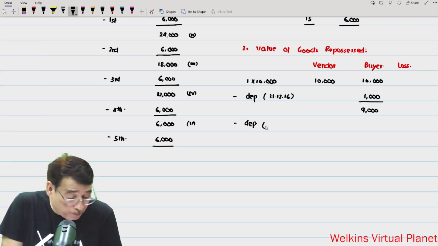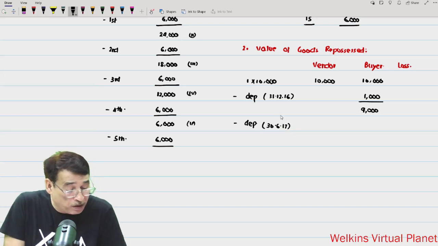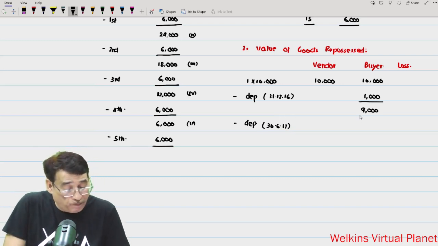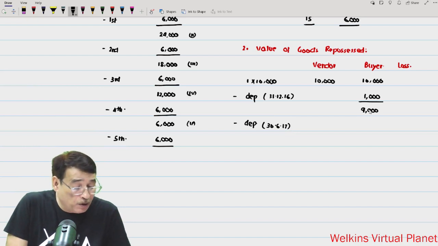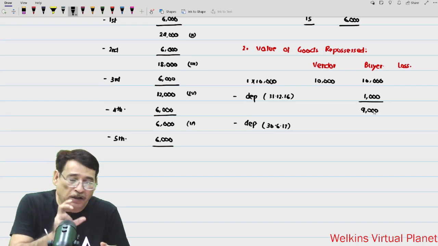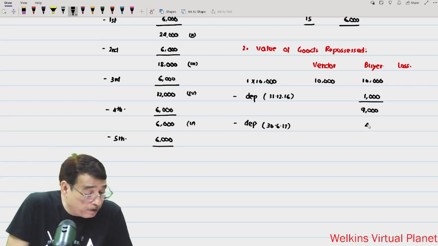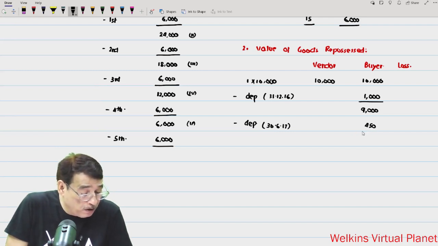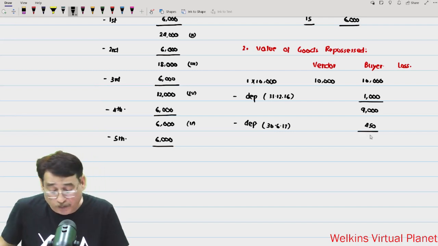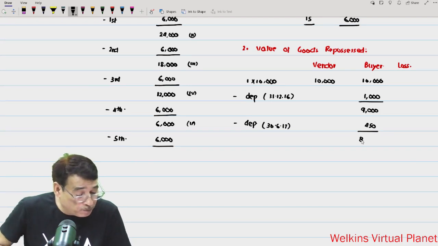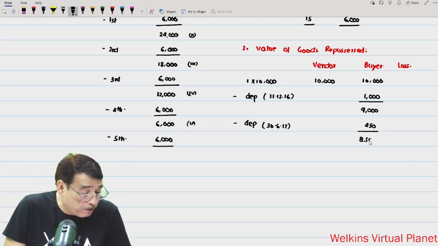And then we will compute depreciation till 30th of June 2017 for the next 6 months. If I am going to charge depreciation for the next 6 months, because depreciation is on written down value, so 9000 into 10%, that is 900, into 6 by 12, that is equal to 450. So this will be the depreciation. So we may say that from the buyer's perspective, this particular item is having a value of 8,550.